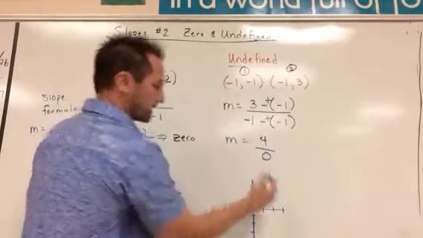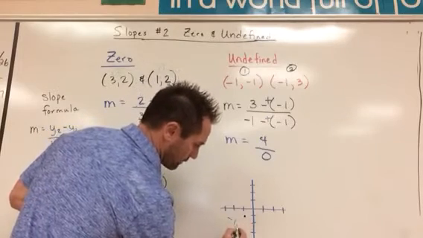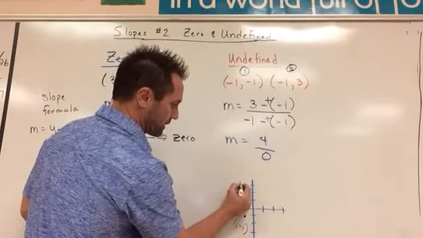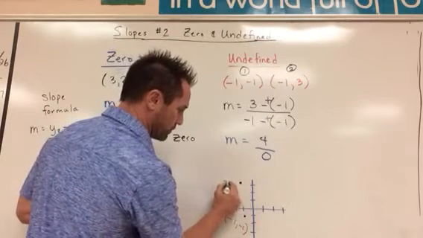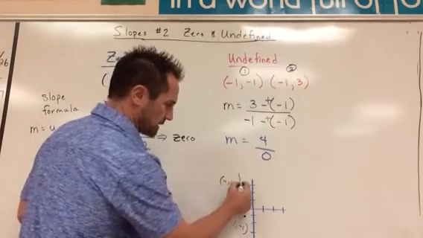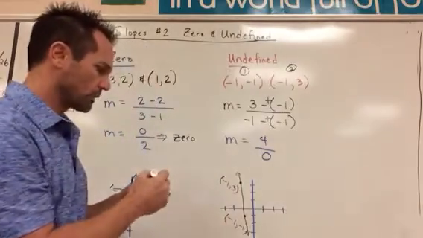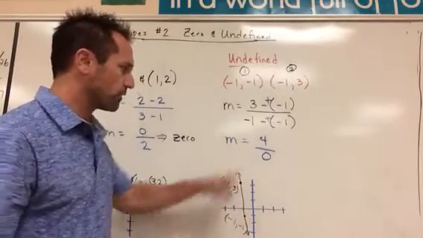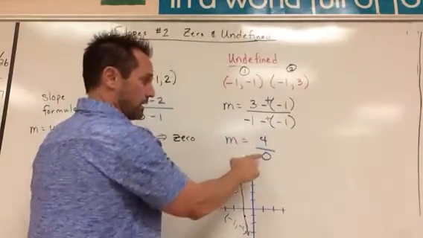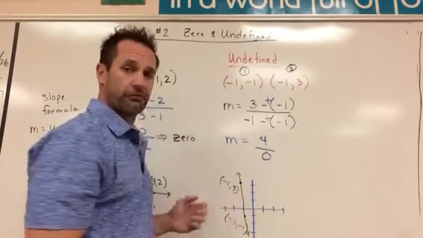So, if I have the point -1, -1, it's going to be down here in quadrant 3. I'm going to label that. And if I have the point -1, positive 3, it's going to be up here in quadrant 2. And then I'm going to connect the dots, and I have a vertical line. Okay? So we have a vertical line, which means our rise is going up and down, and our run is we're not going right or left at all.